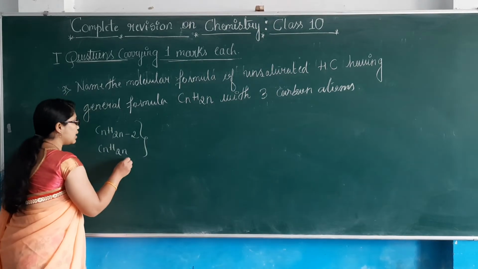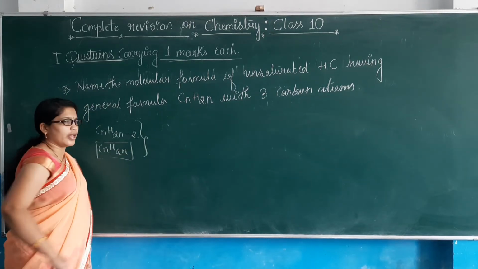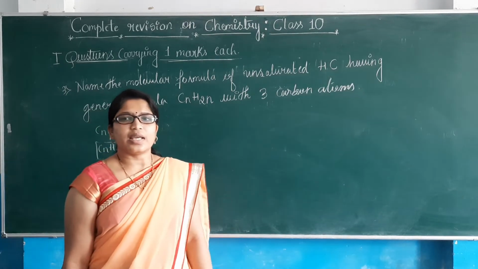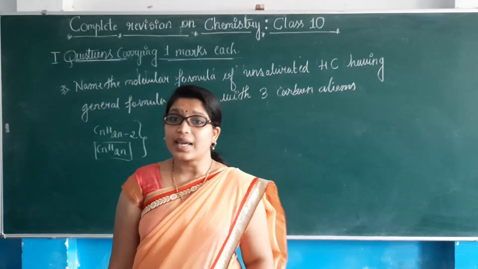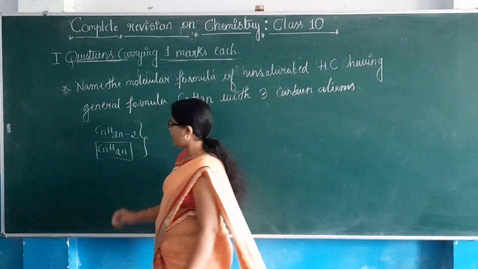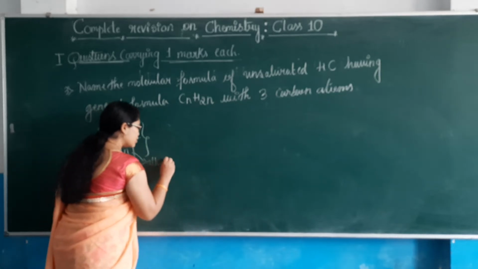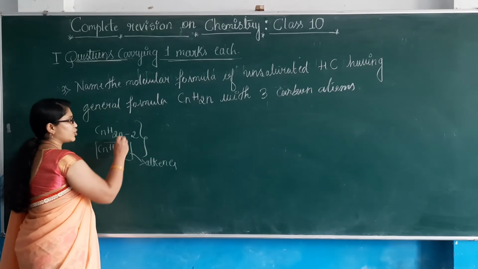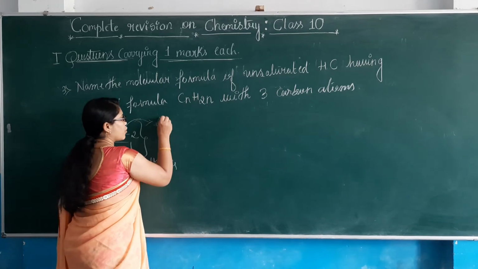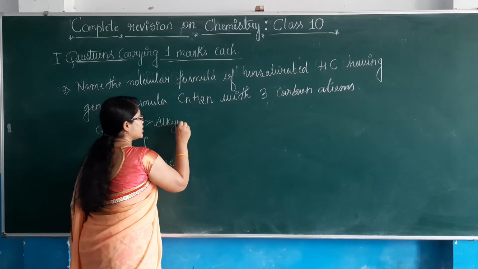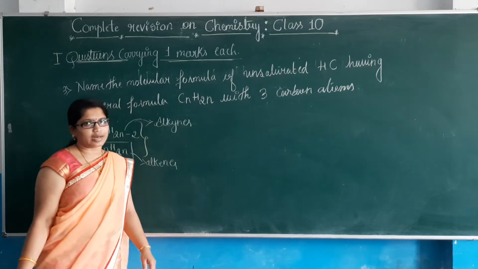They are mainly speaking about CnH2n. We know CnH2n is the formula exclusively we write for alkenes. What is the formula we write for CnH2n minus 2? We write this formula for alkynes. This is exclusively for alkynes, right?